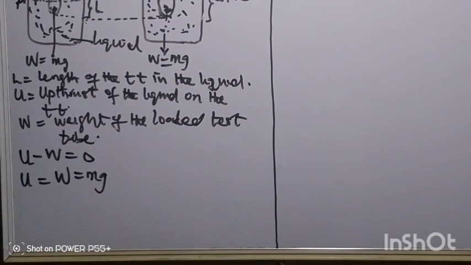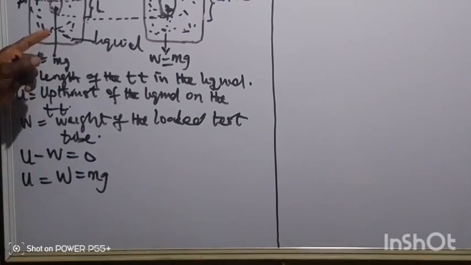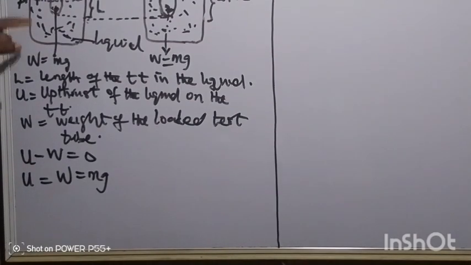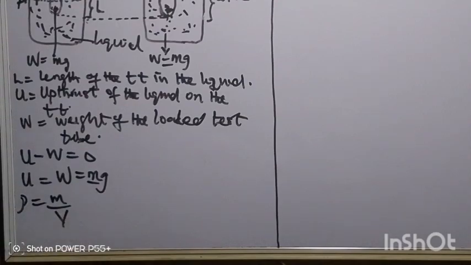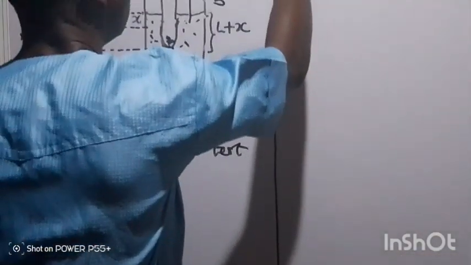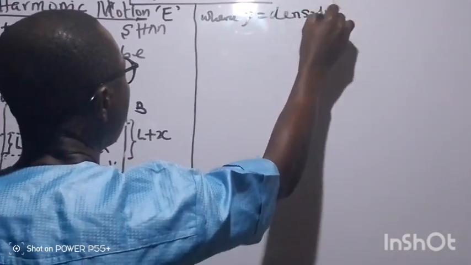And don't forget, upthrust also is a force, the force that a liquid will use to oppose the motion of an object placed on it. From this one now, let's remove this mass because we don't need the mass of the liquid. We only need the density. We now say density, that is rho, is equal to mass over volume, where rho is equal to density of the liquid.